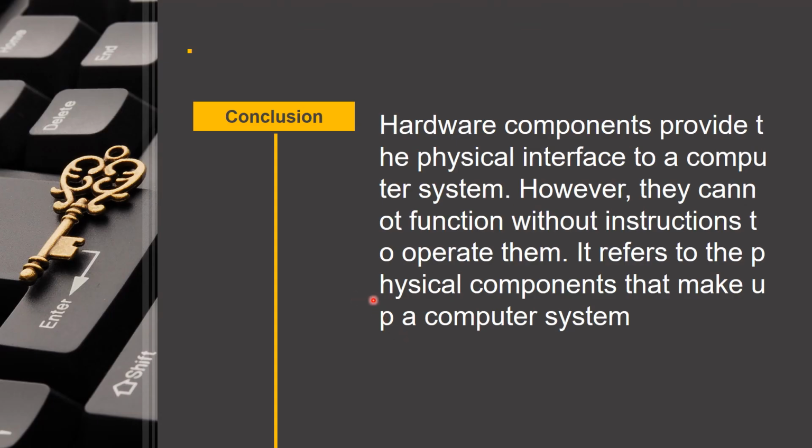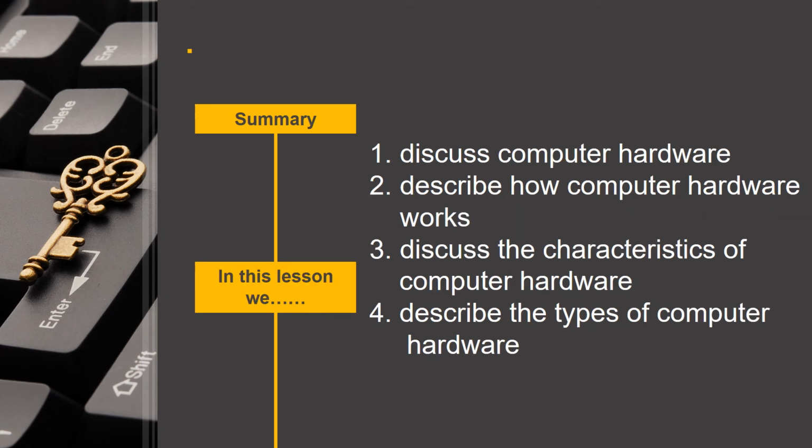Like we've learned, the hardware components provide a physical interface to a computer system, but they cannot function without instructions to operate them. So it refers to the physical component of the system. I'm sure that in this lesson we've discussed the computer hardware, we've described how it works, and we've discussed the characteristics of the computer hardware, and also described the types of computer hardware that we have.